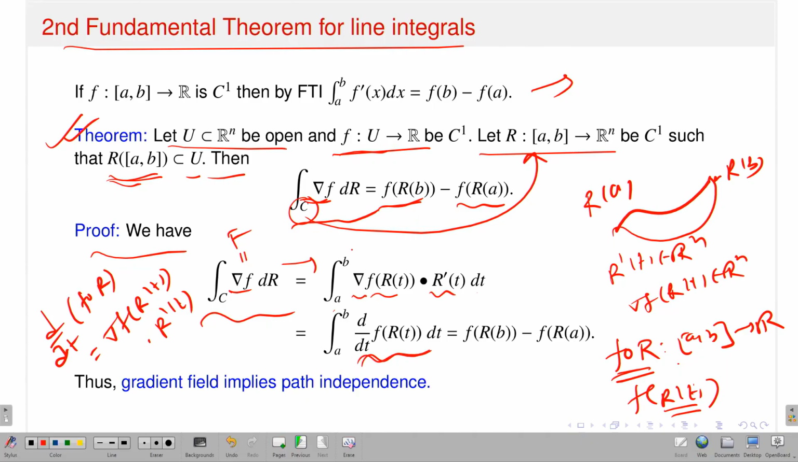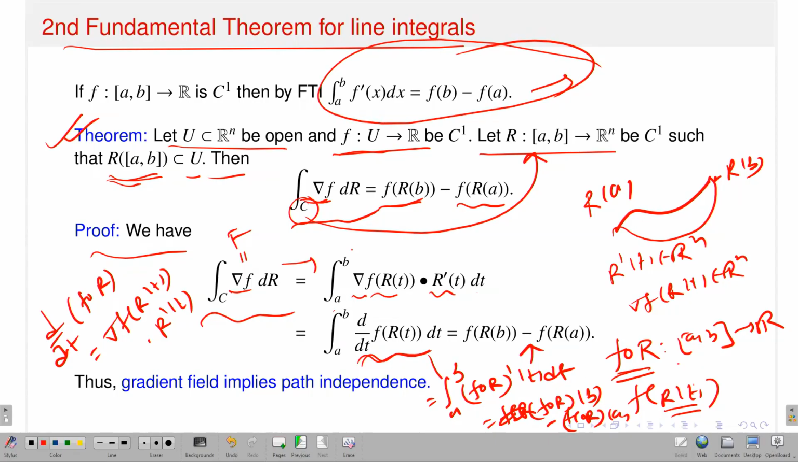So, by the chain rule you can write d/dt of f of r(t), and now you apply the fundamental theorem in the single variable case. So, this is the integral from a to b of (f composed with r)'(t) dt, which is nothing but f composed with r at b minus f composed with r at a. Because here my f is nothing but f composed with r, a function from R to R, and I am integrating the derivative times dt from a to b. This is the value of f composed with r at the point b minus its value at the point a, which is f of r(b) minus f of r(a).